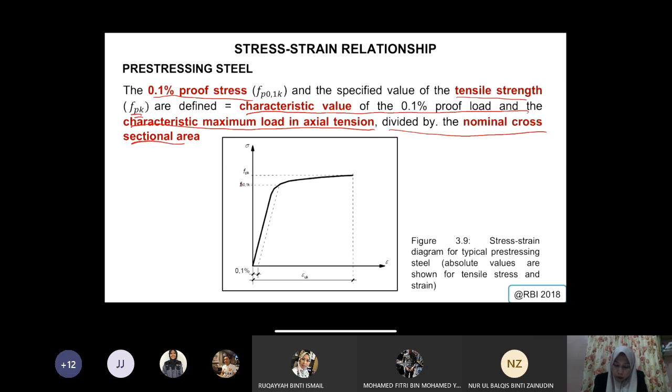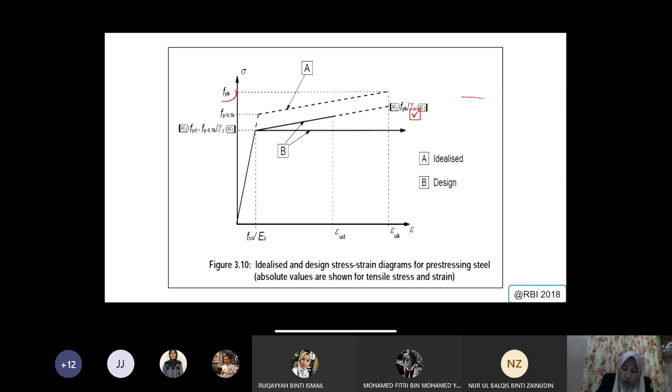Okay. So this one is fpk, the tensile strength. And then this is the proof stress. Okay. So you know that the proof stress is a bit lower than the tensile strength of the steel. So you have the ultimate strength. This is also to show the position of the ultimate strength and the proof strength.